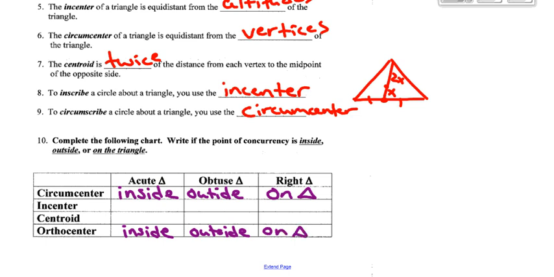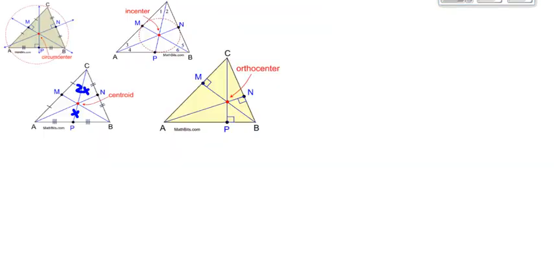The incenter and the centroid are always going to be inside the triangle. They're not going to get outside of the triangle, no way, shape, or form. So both of these are inside the triangle all the way across. Let's move on to the next page.